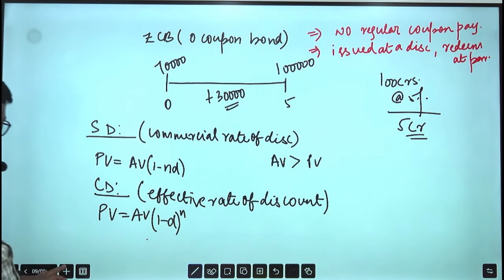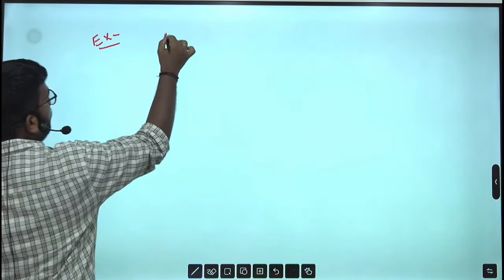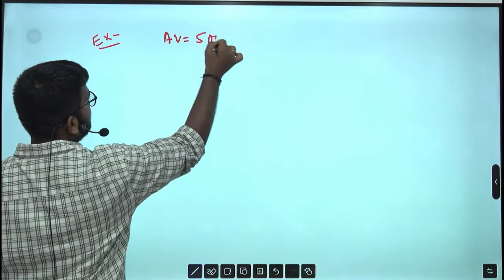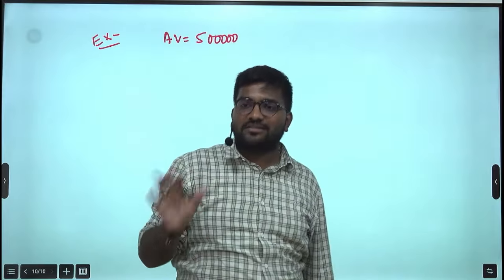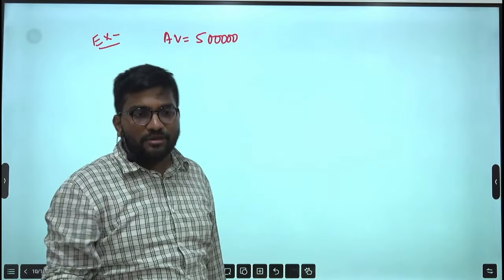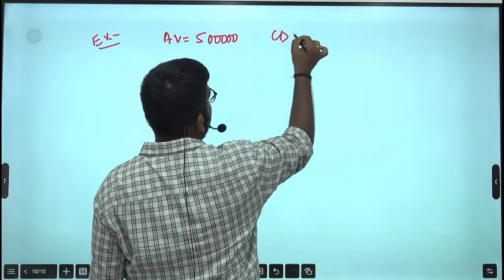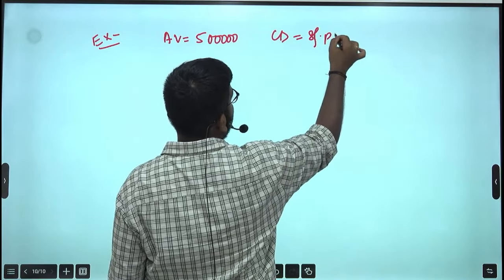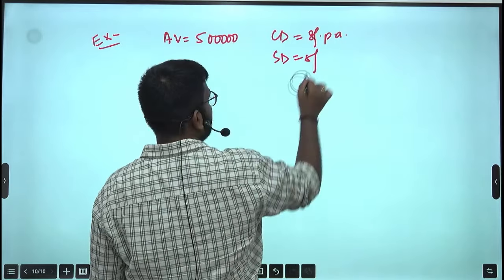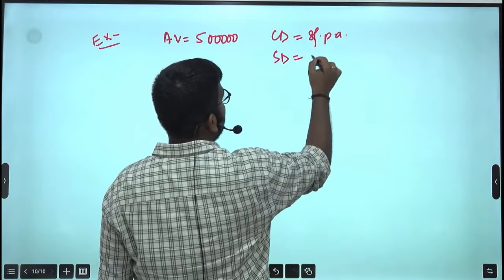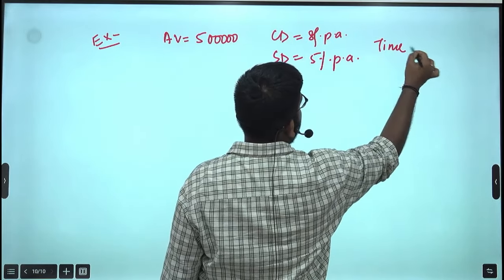Okay. Let us do one example. Now accumulated value is 5 lakhs. You will solve up to 5 to 6 decimal places, okay? Accumulated value is 5 lakhs. Compound discount is 8% per annum. Simple discount is 5% per annum. Time is 4 years.